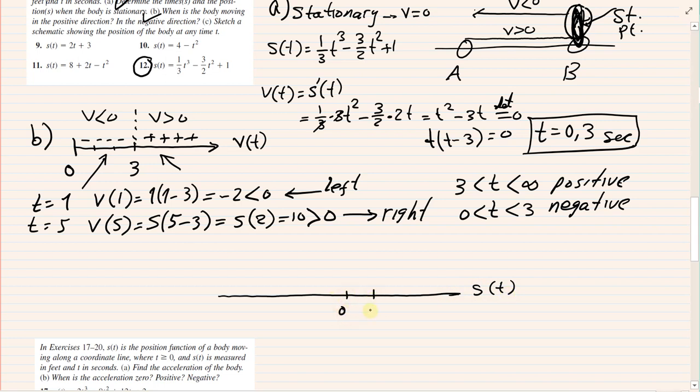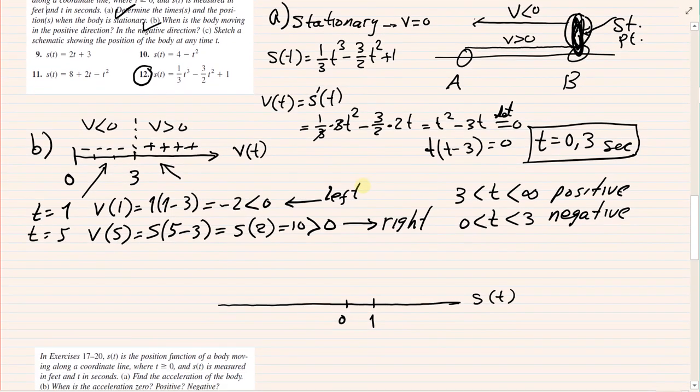Here's 0 on the number line, and 1. At t equals 0, the position we found was 1. The position s(0) is 1/3 times 0 cubed, minus 3/2 times 0 squared, plus 1. I'm looking at this function. That's the position, and that's going to give me 1. So at t equals 0, this is where the object begins.